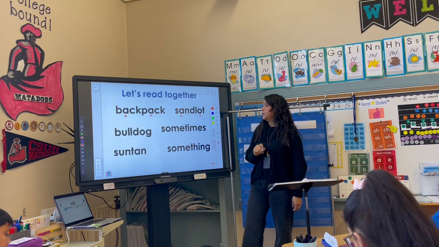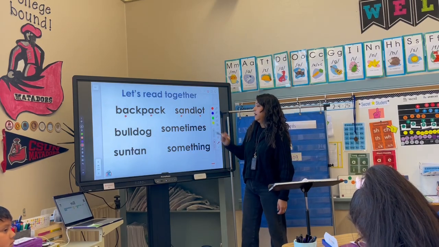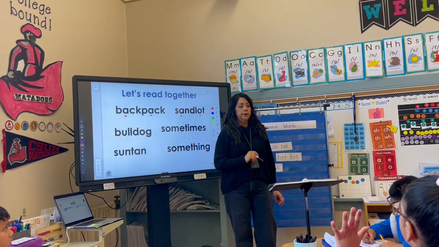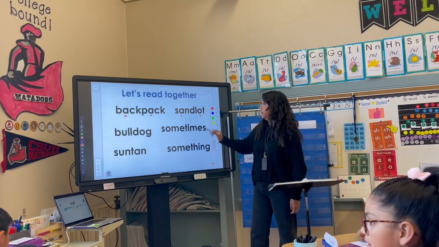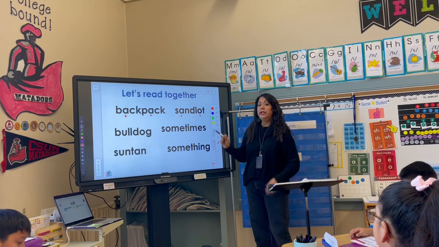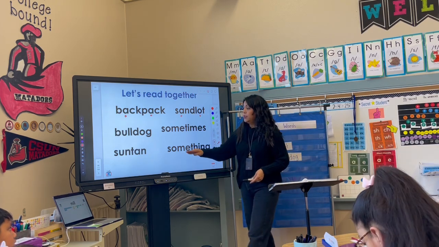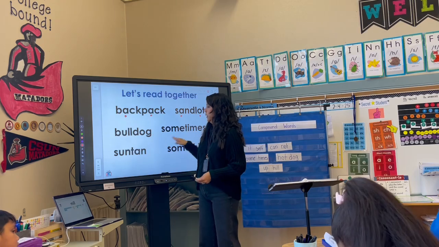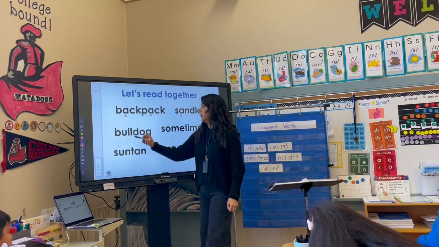Who can read the first word? Yes. Sand. And what's the second word? Jimena? We already read sand, Jimena. Yes. Lot. Excellent. Put it together. Sandlot. Good job. Let's go to the second row. Look at this word. How many vowels? 2 vowels. Mark them.